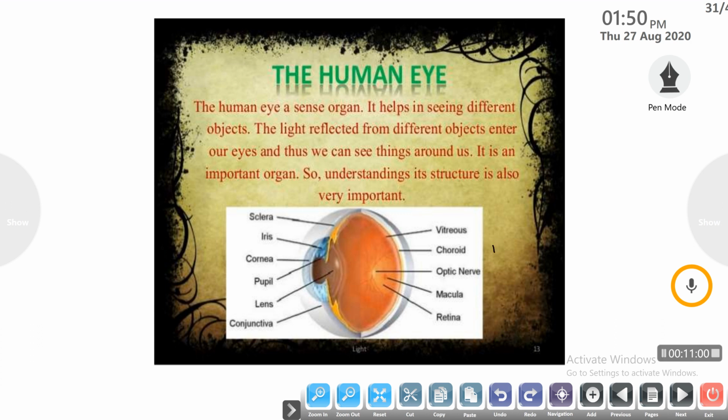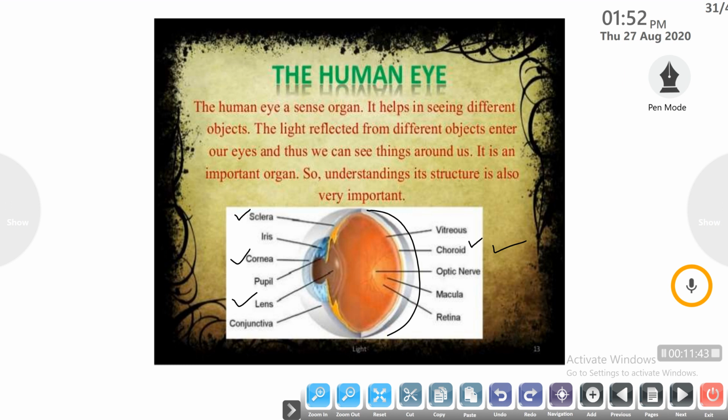Our eye, like you can see in the picture, is embedded in an eye orbit. The outer layer of the eye is known as sclera, and in the posterior part of the eye, the layer is known as choroid. Our eye mainly consists of a transparent layer which is known as cornea. After that, behind the cornea, a lens is present that is used to focus on distant objects or nearby objects. It depends on the amount of light that enters into our eye.